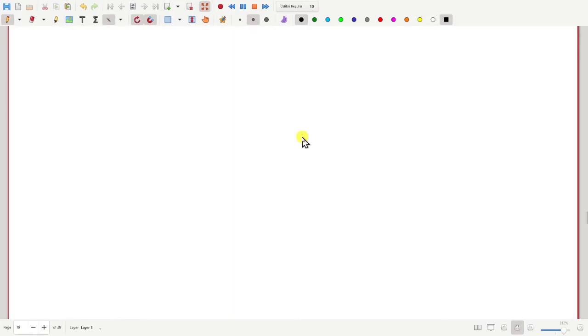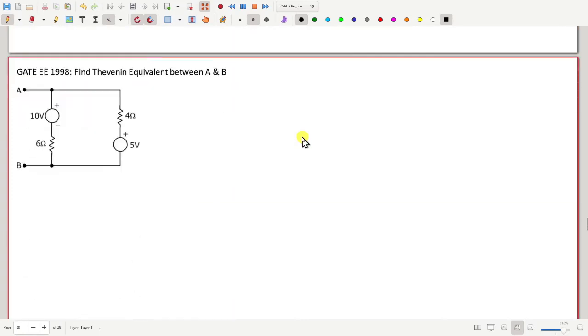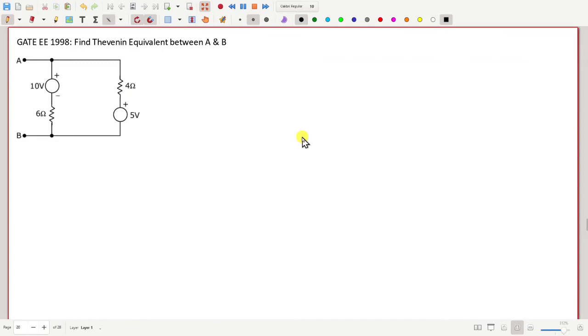Okay, sir. So again, find the Thevenin voltage and resistance between A and B. I think you can do this.